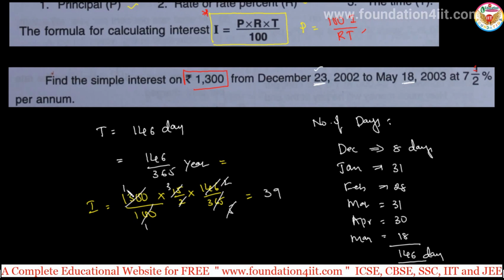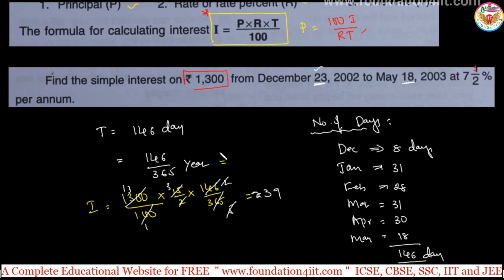Because hundreds are 13, 13 3s are 39. 39 rupees is the interest. So why I took this question is, whenever they're giving just the number of days, we can take these days divided by 365 to convert to years. Right? They are the basic things.